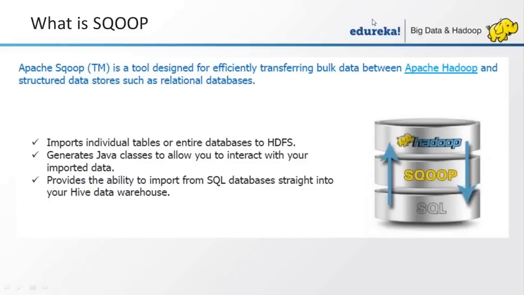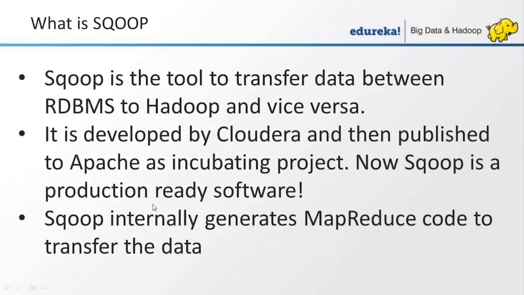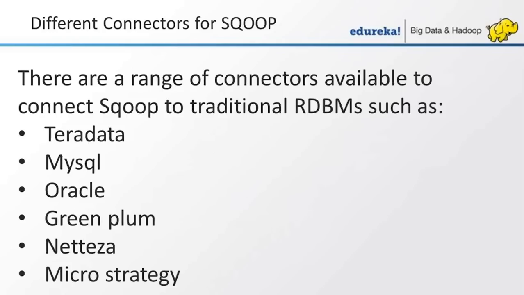So Sqoop is used for exporting and importing data between relational database and HDFS. It imports individual tables or an entire database to HDFS, generates Java classes to allow you to interact with your imported data, and provides the ability to import from SQL databases straight into your Hive data warehouse also. Sqoop is a tool to transfer data between RDBMS and Hadoop and vice versa. It was developed by Cloudera and then published to Apache as an incubating project. Now Sqoop is production-ready software. Sqoop internally generates MapReduce code to transfer the data.